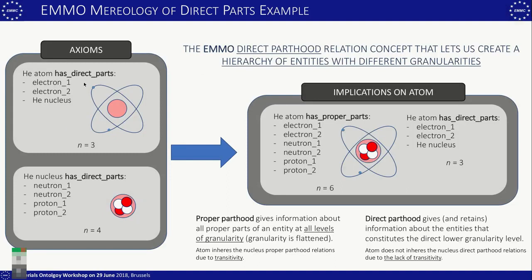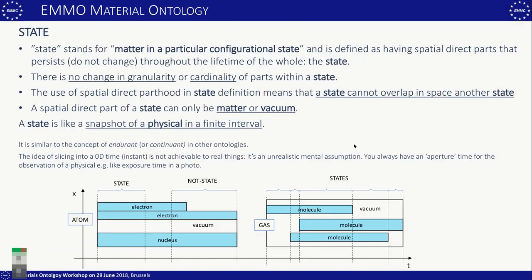You can see here an atom, which is electron and nucleus, with the nucleus made of proton and neutron. So the atom has proper parts, all the elementary particles that constitute the atom, but the direct parts of an atom are only electron and nucleus. In this way, we can build a hierarchy, a granular hierarchy.